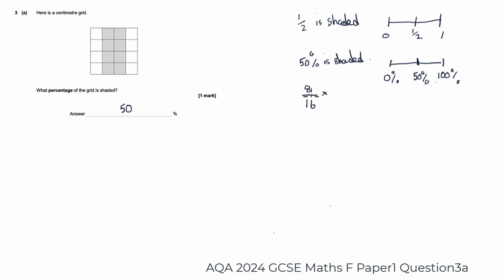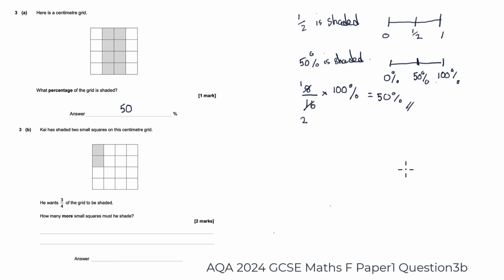Now, you may be using a formula you've been told to change fractions into percentage: multiply by 100%. But anyway, there is 1/2 times 100, and 1/2 of 100 is 50. So again, 50%. So there's various ways that you can work this out. So there's part A. Let's have a look now at part B.